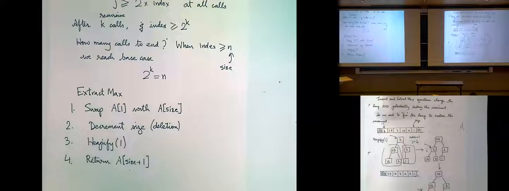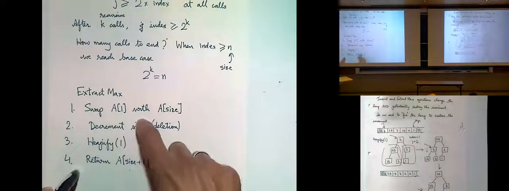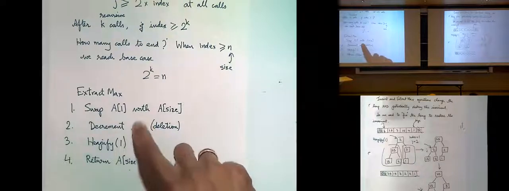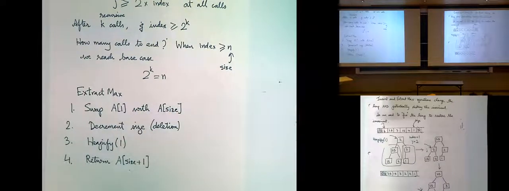Yes? You're returning what A1 was, exactly. Exactly. I mean, you could store A1 and then just return that. But I'm writing it this way to tell you that it's still in the array, but it's sort of out of bounds.